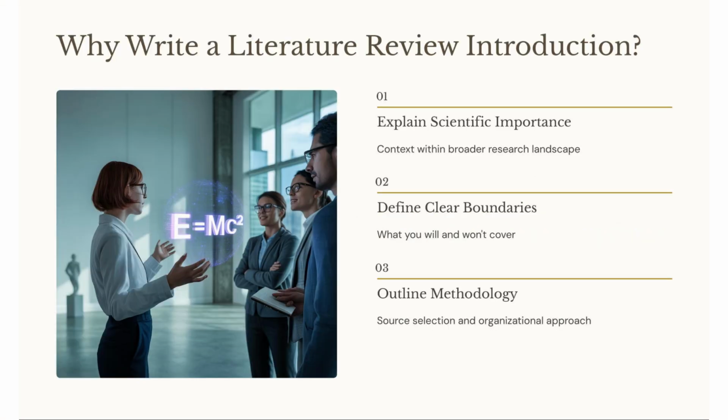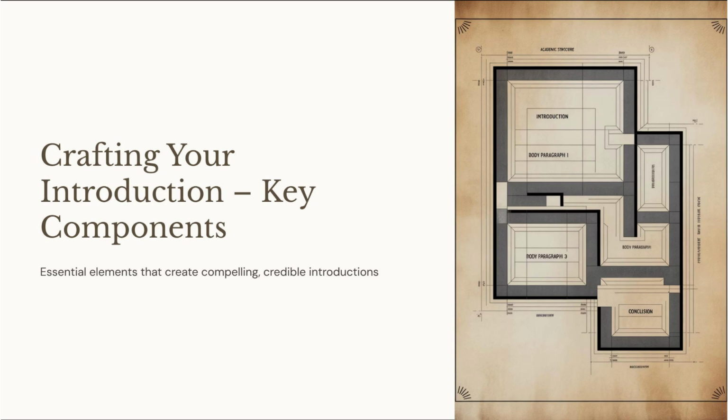A literature review introduction establishes scientific importance by situating your research within the broader landscape. It defines clear boundaries, specifying what will and won't be covered. Additionally, it outlines the methodology, detailing source selection and organizational approach, ensuring a structured and focused review. Crafting a compelling introduction involves three key components: establishing the scientific importance, defining clear boundaries, and outlining the methodology. These elements ensure your literature review is credible and focused, setting the stage for a thorough exploration of your research topic.